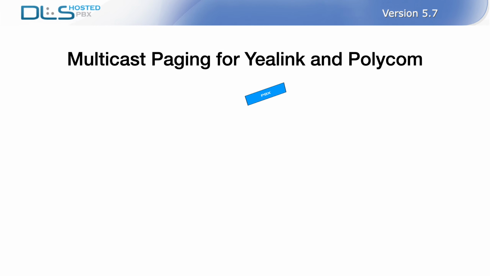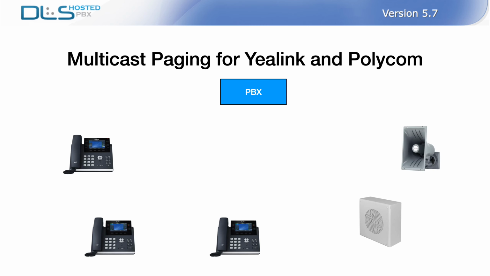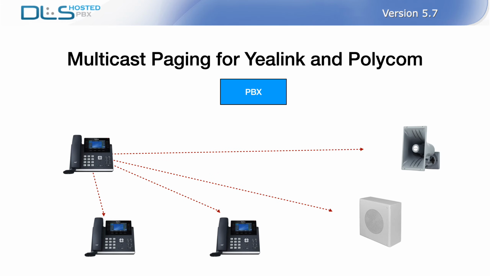In DLS Hosted PBX 5.7, we've introduced a valuable feature: the ability to provision Yealink and Polycom handsets for multicast paging. But what exactly is multicast paging, and how does it differ from regular paging? Multicast paging is a communication method that allows a single audio source to broadcast messages simultaneously to multiple handsets within a specific network. It's like sending a broadcast message to a group of phones, making it ideal for announcements or alerts.